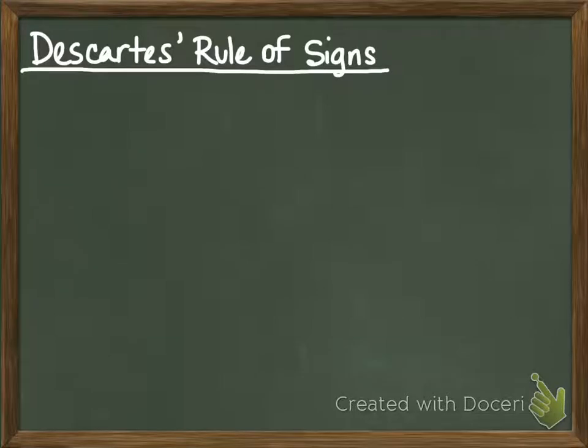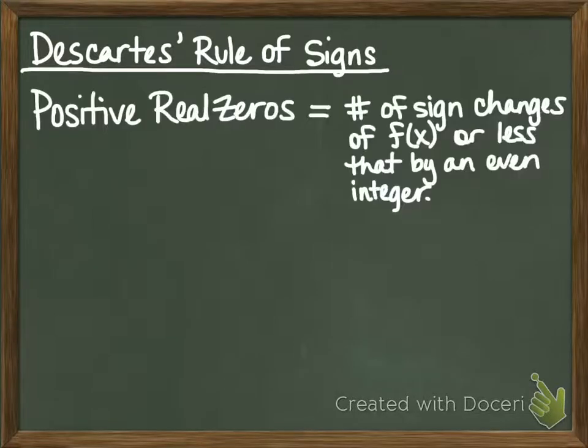Okay, next is Descartes' rule of signs. And this is to determine if our solutions are positive or negative. How many of them are positive solutions and how many of them are negative solutions. To find the number of positive real zeros, you're going to count the number of sign changes of the function, and it's always going to be less than that number by an even integer. So if you count 5 sign changes, it can be 5, 3, or 1. If you count 4 sign changes, it can be 4, 2, or 0. So you always subtract 2 until you can't subtract anymore.